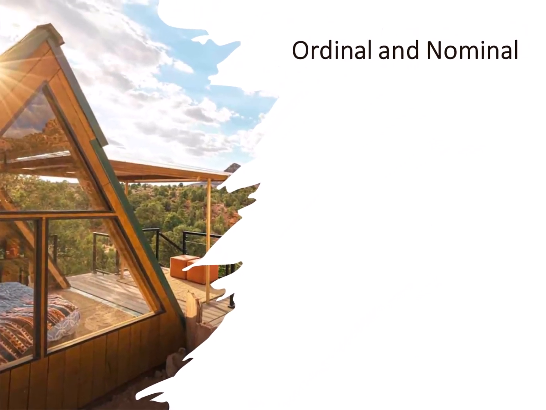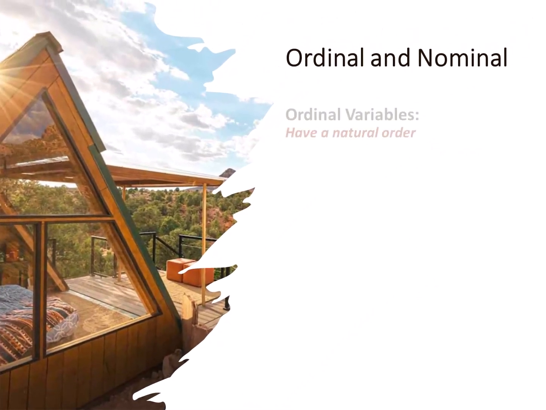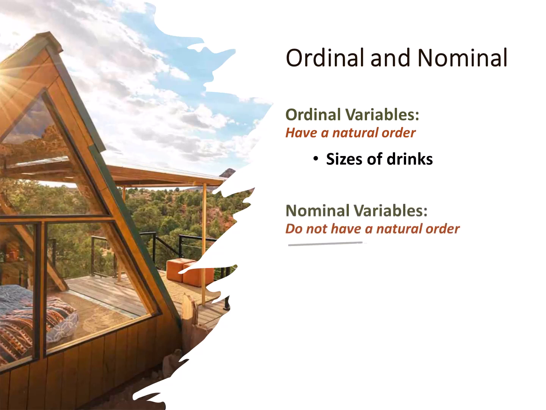Qualitative variables can be divided further into ordinal or nominal variables. Ordinal variables have a natural ordering. For example, the sizes of drinks sold at a fast food restaurant are ordinal. Perhaps they are classified into small, medium, large, or extra large. Nominal variables do not have a natural ordering. For example, political affiliation or states of residence are nominal. There is no natural ordering to these.